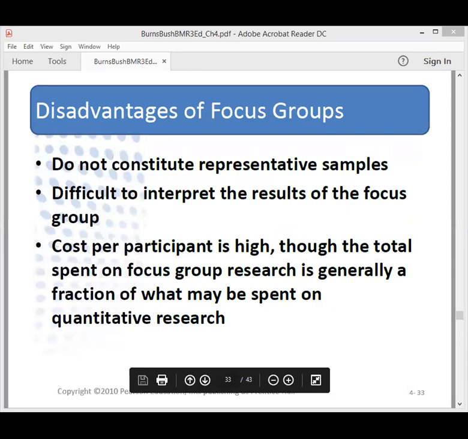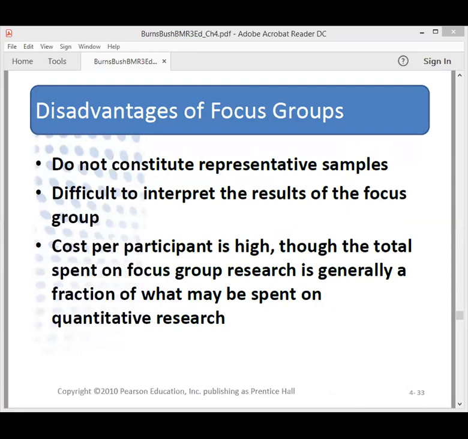Some of the disadvantages, they may not constitute representative samples. They're going to be too small, really, to be a representative sample, even if they were randomly selected. And usually they're not, because they're going to be people who are paid to be there, so they're not going to have other job responsibilities that would preclude them. So there's an issue, are they really representative?